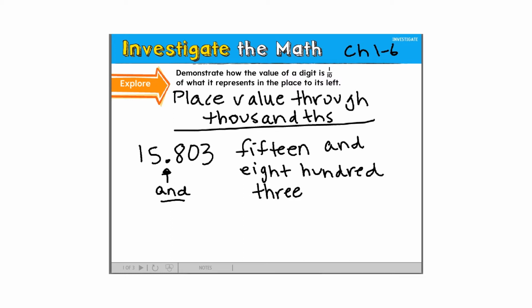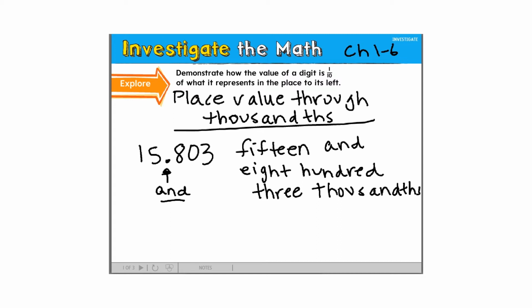And then I have to say what place I'm in. So what is that place value? The last digit in the number is a 3. What is the place value that's 3 spaces away from the decimal point? Nolan. Thousandths, with a TH. So the number is 15 and 803 thousandths.